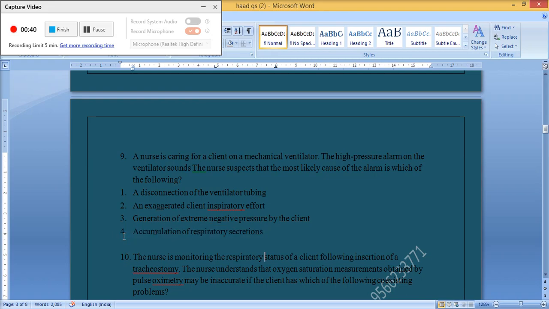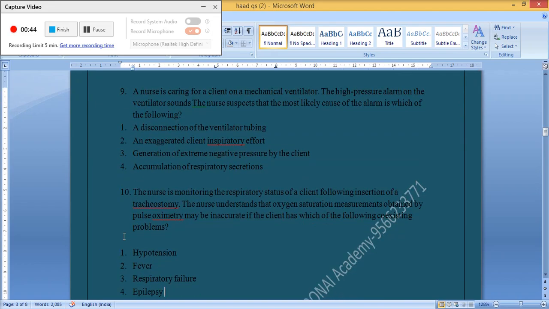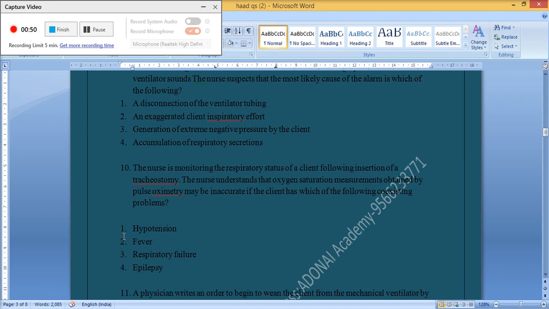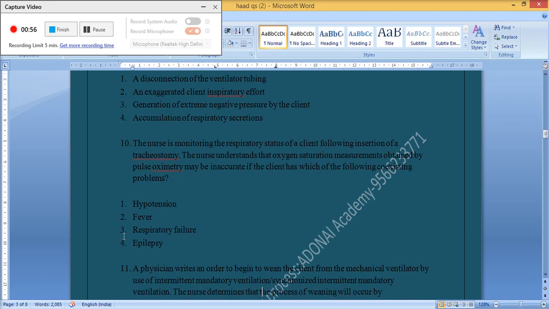10. The nurse is monitoring the respiratory status of a client following insertion of a tracheostomy. The nurse understands that oxygen saturation measurement obtained by pulse oximetry may be inaccurate if the client has which of the following coexisting problems? 1. Hypotension. 2. Fever. 3. Respiratory failure. 4. Epilepsy. The correct answer is 1. Hypotension.